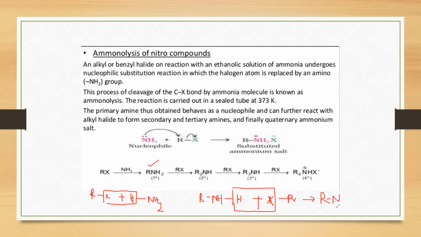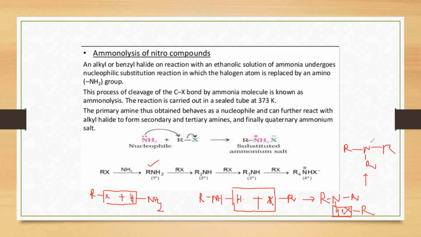So your product will be RNHR' or R, right? Here I am using the same alkyl halide, so RNHR. Again, if you want another alkyl halide, this H and you can write here plus X and R. This HX will be removed and you will be getting a tertiary amine, right? RNRR.